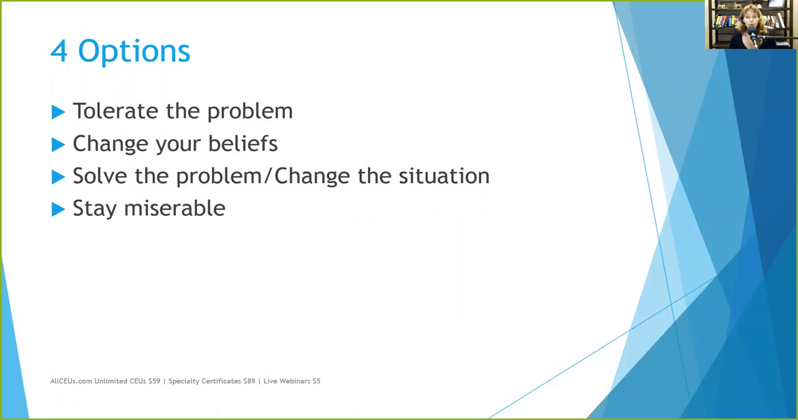You can solve the problem or change the situation while you're in the traffic jam and stopped, of course. Looking at Google Maps to figure out where the next exit is that you can get off so you can change that situation. Or you can choose to just stay miserable. And choosing to stay miserable is a valid choice. When clients make these decisions, we need to look at why was that, whatever their option was, why was that option more rewarding than all the others?